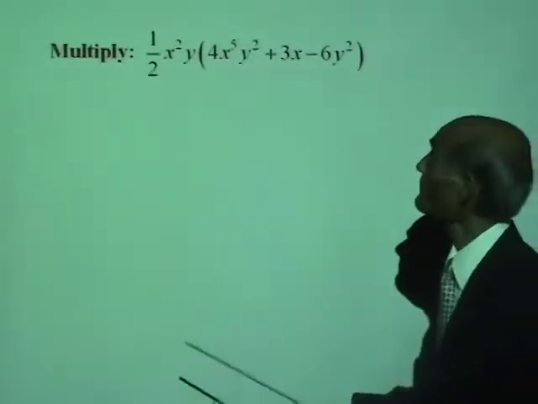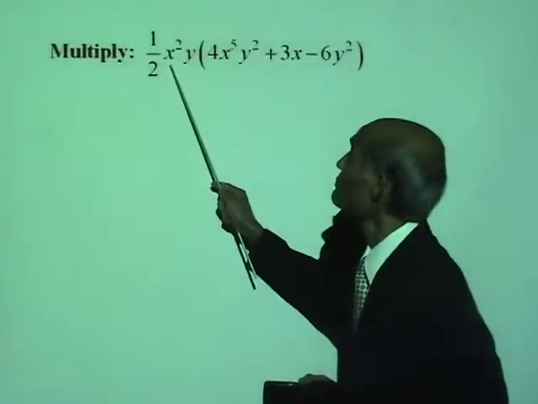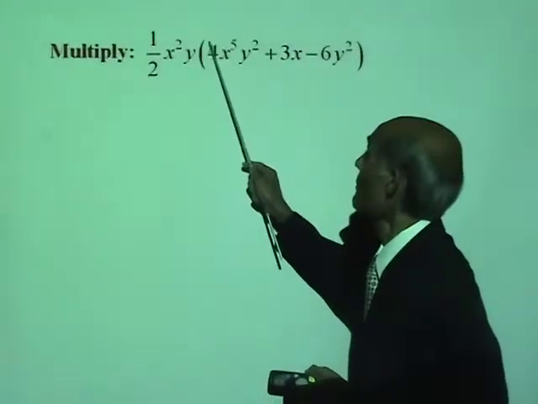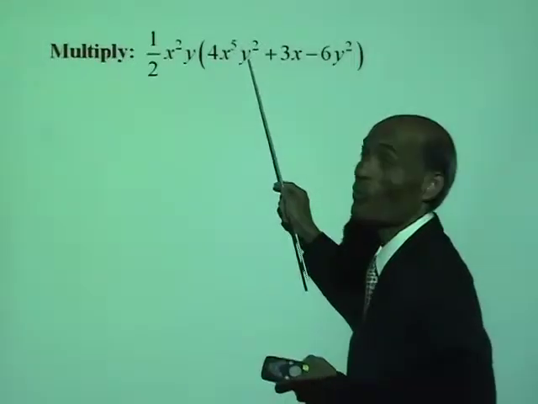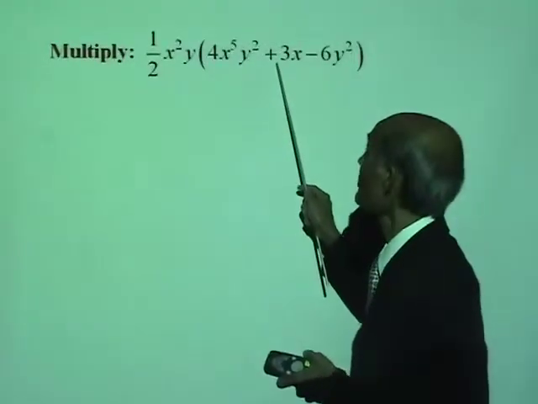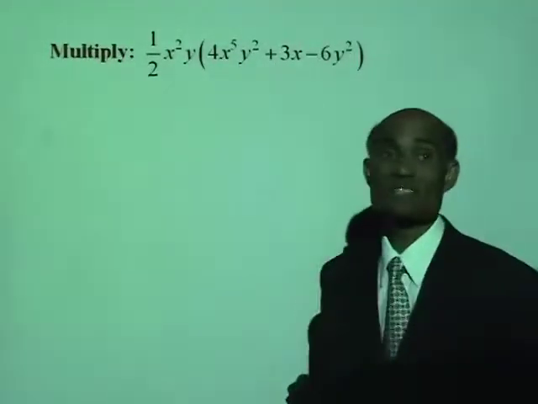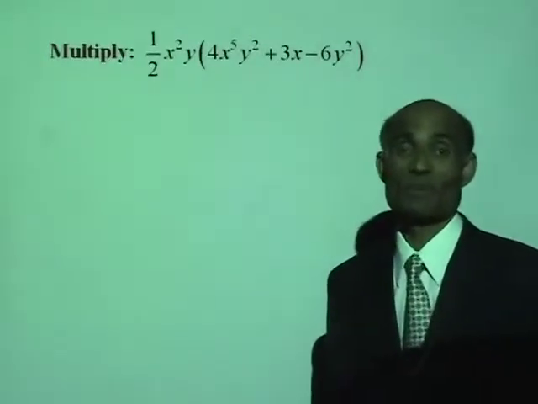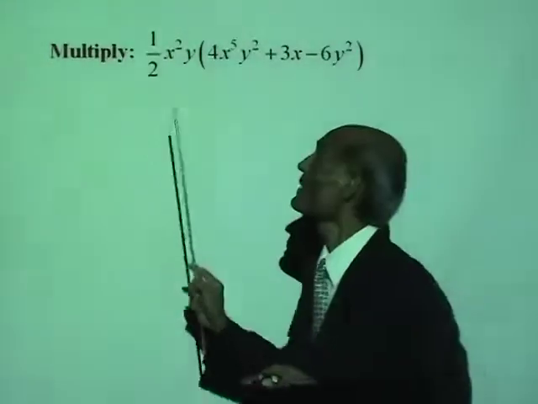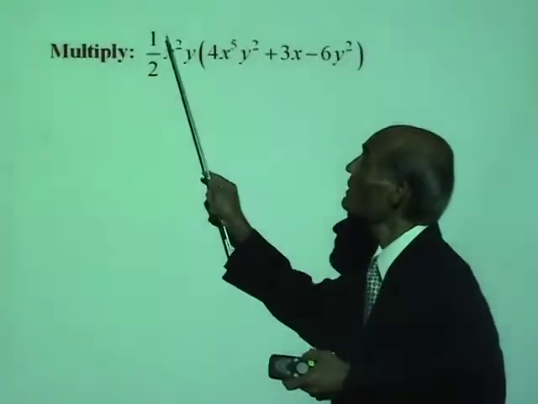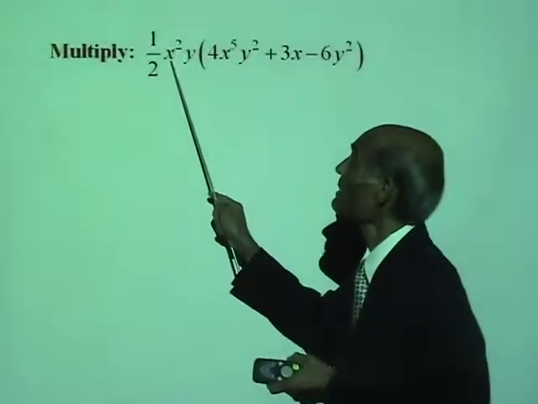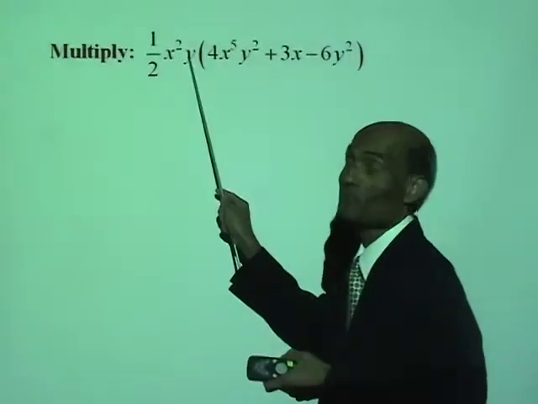Another one. 1/2 x squared y multiplied by 4x to the power 5 y squared plus 3x minus 6y squared. What do we do? Multiply each term inside the parenthesis with 1/2 x squared y. Let's do that.